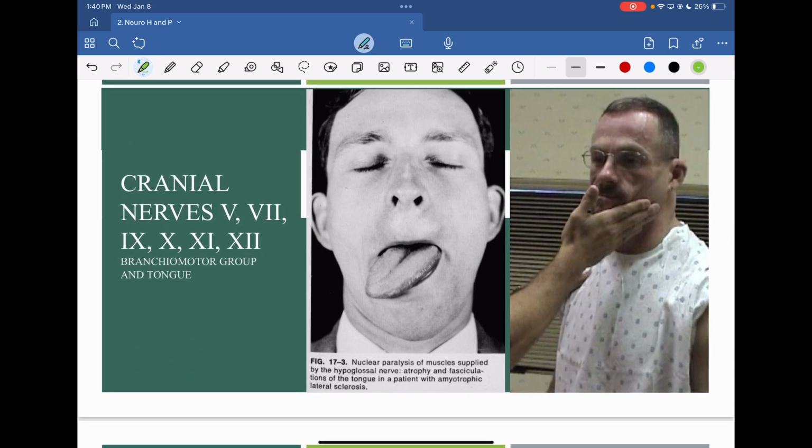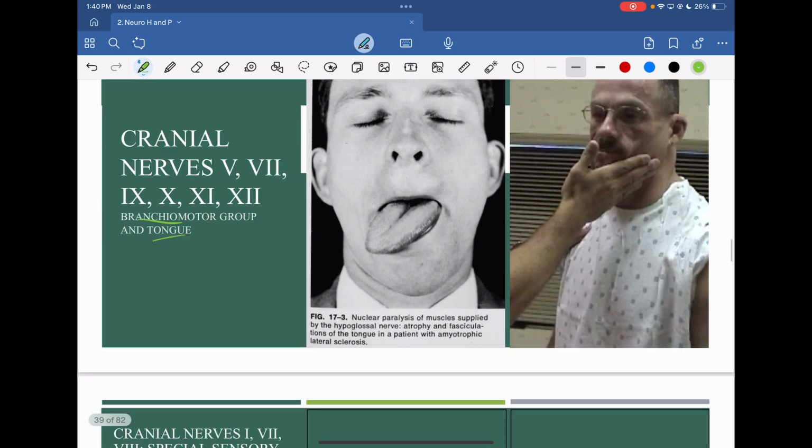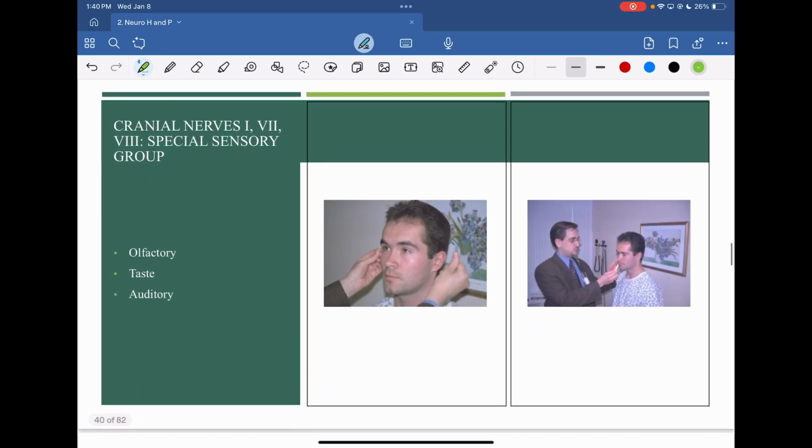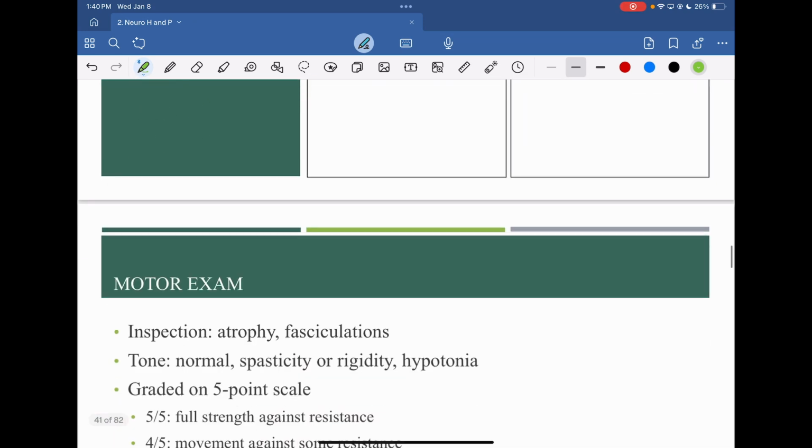Moving on to our cranial nerves. 5, 7, 9, 10, 11, 12. Branchiomotor group and the tongue. We'll see how those change. Cranial nerves, our special sensory group: you do your olfactory, taste, and auditory. We don't do taste sensations, but we do olfactory. You guys do the scents, different chapsticks or whatever. Have them smell the stuff, and make sure they can recognize what the smells are. That means those are intact.